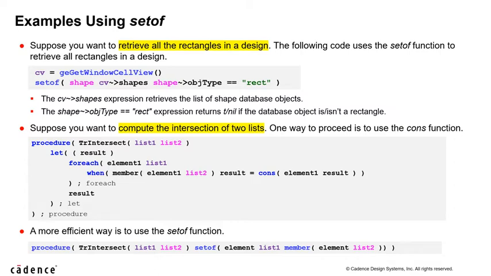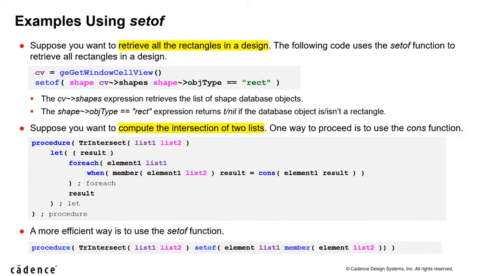So to summarize here, the CV~>shapes expression retrieves the list of the shape database objects, and the shape~>objType equivalent to "rect" expression will return the t or nil and essentially perform the filter for us.